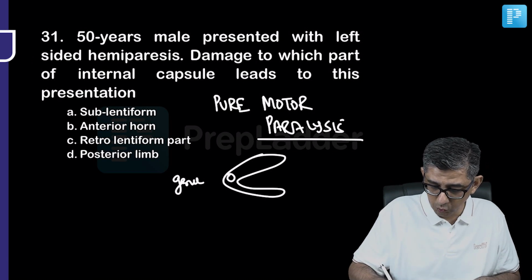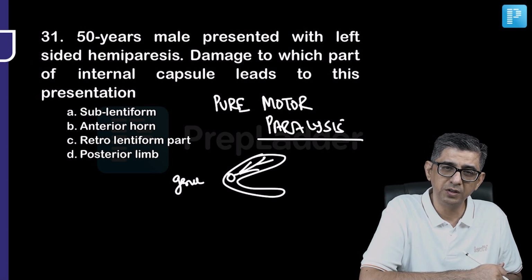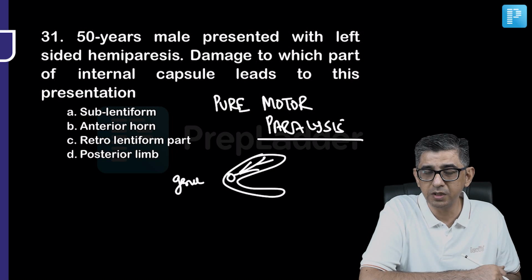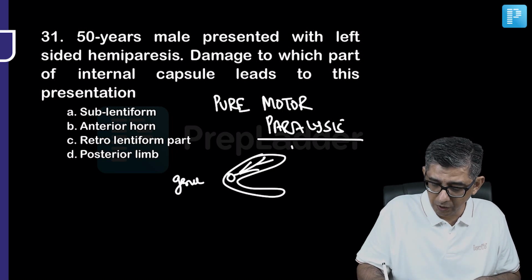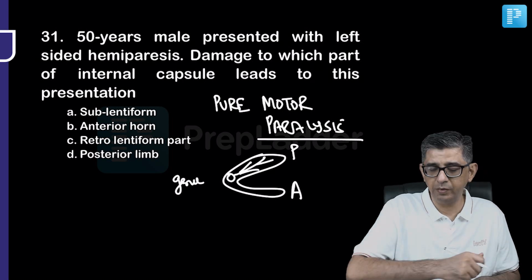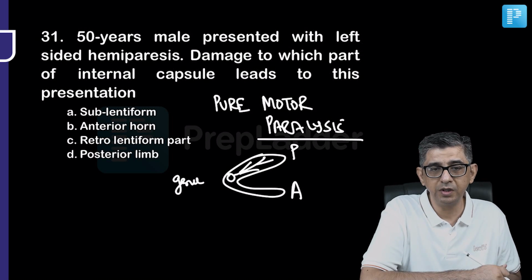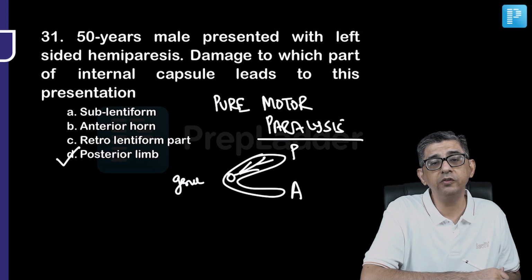And as you know from the representation in your anatomy classes, if it is the genu that is involved, then it would mainly be face weakness and tongue weakness in an individual, contributing to dysarthria. But if it is the posterior limb that gets involved, then the major manifestations would be arm and leg weakness. So the correct answer for this one would be posterior limb involvement. And I'll just make you practice this.